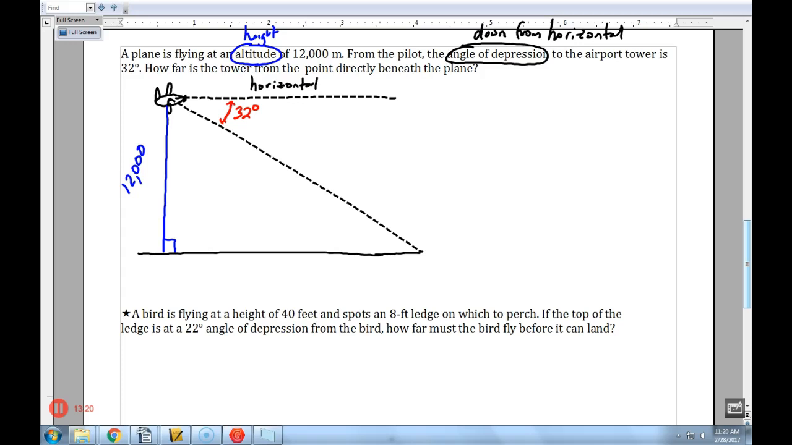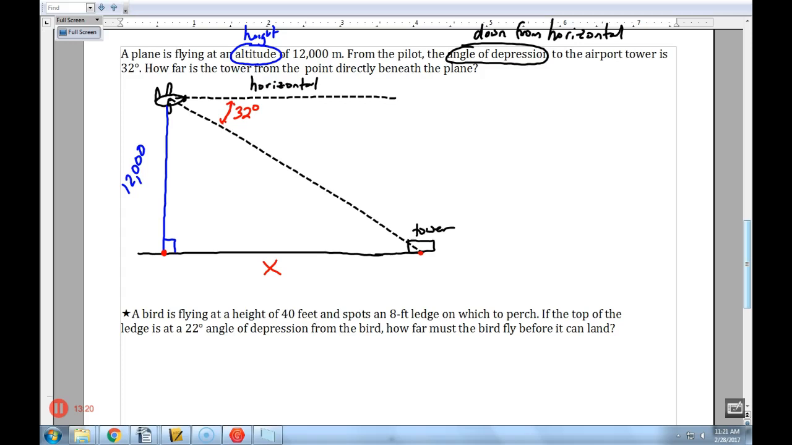So we have to put an airport tower over here on the ground. Guess I didn't really do that part. All right, this is where the tower is, way over here. 32 degrees, so how far is the tower from the point directly beneath the plane? Here is the point directly beneath the plane, and here is the tower. So what they want to find, this is our x. We're trying to find how far it is. Now if they said how far is it from the plane to the tower, that would have been the hypotenuse. But they said how far from a point directly below the plane to the tower.